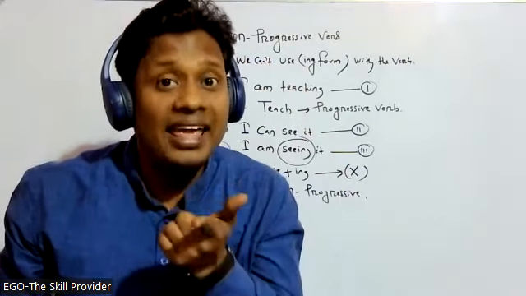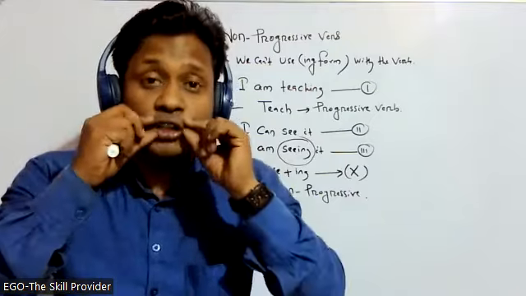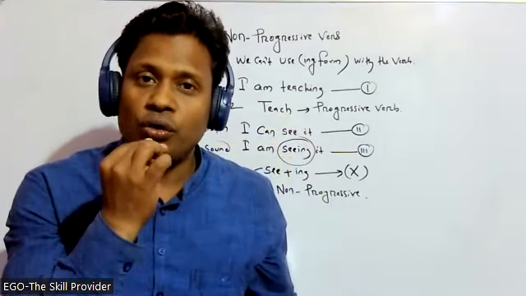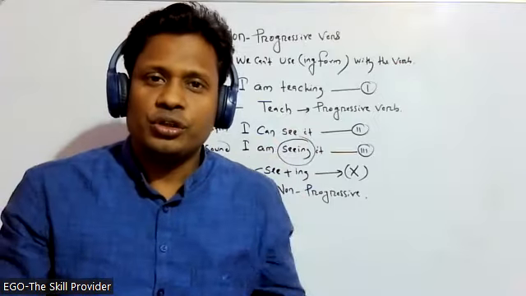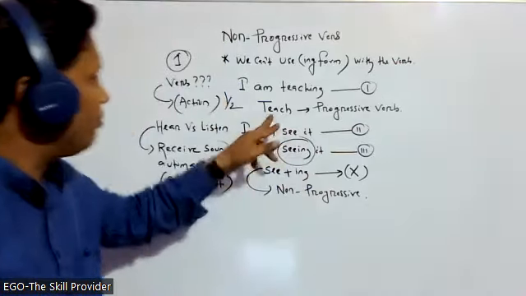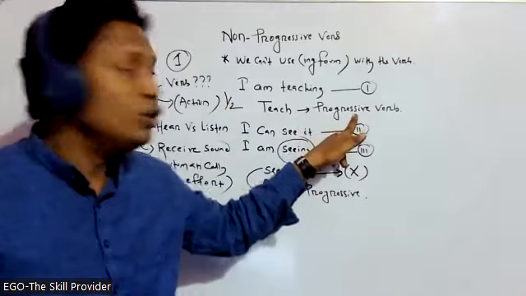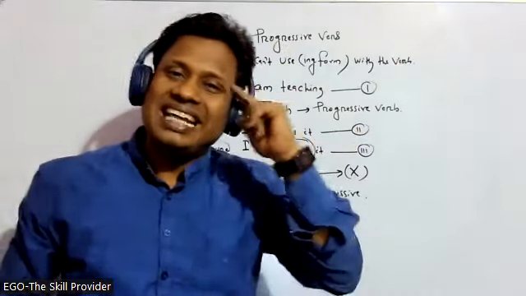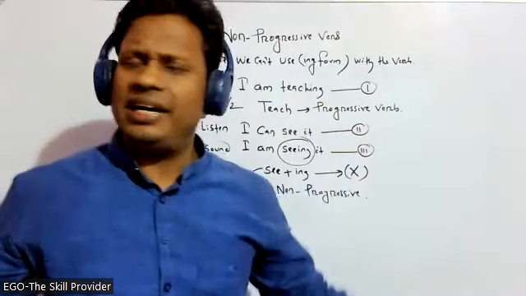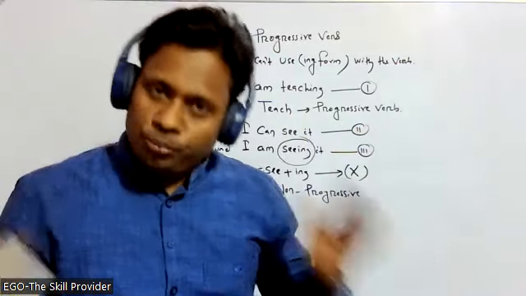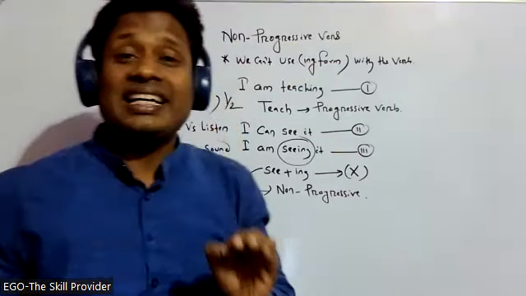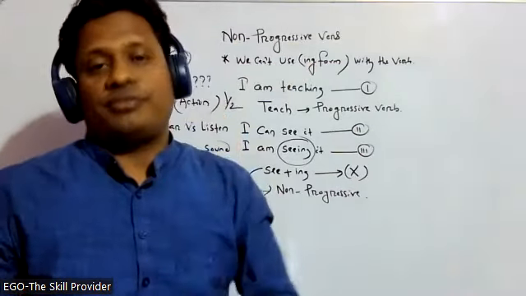But whenever you cry, that becomes a physical thing because you are trying to open up your mouth, you are trying to put your jaw, you are trying to do a lot of action. So that is called physical things involved. So that is called progressive verb. So non-progressive verb means it is completely a mental state, completely mental state.